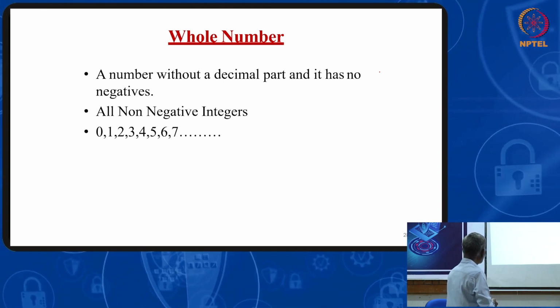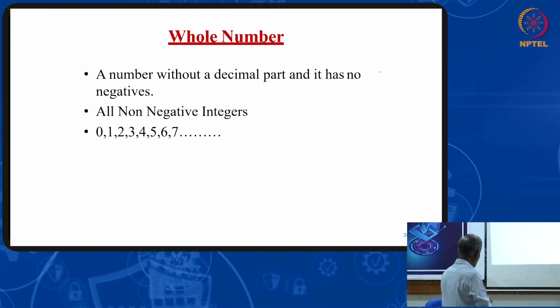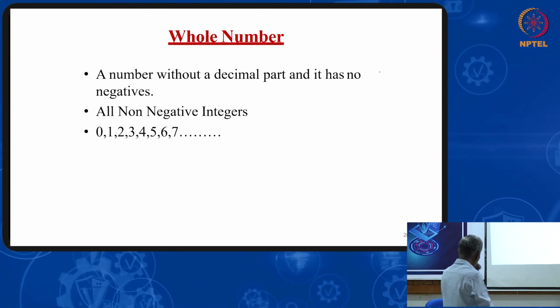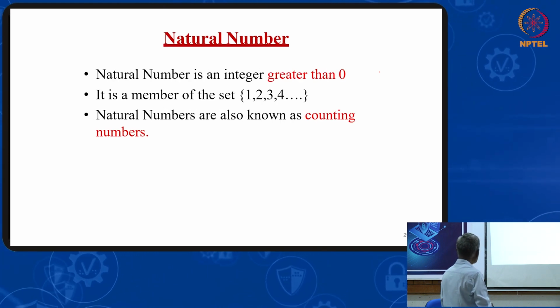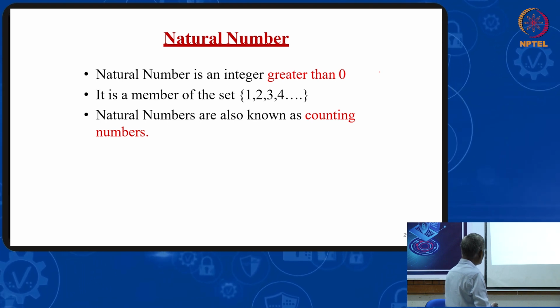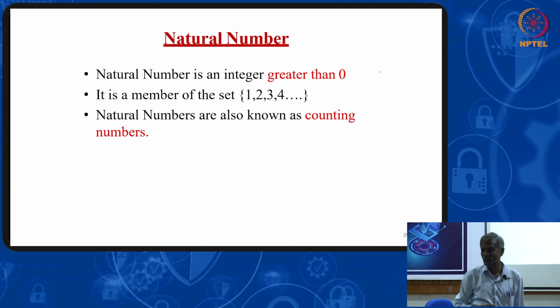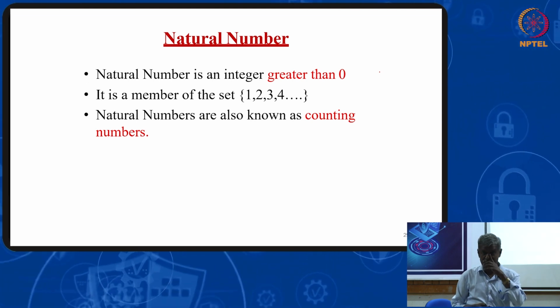Whole numbers are all non-negative integers. So it starts from 0, goes up to infinity. Natural numbers start from 1, it is called a counting number. We start counting from 1 always. That is why it is called a counting number also. It is the natural number.